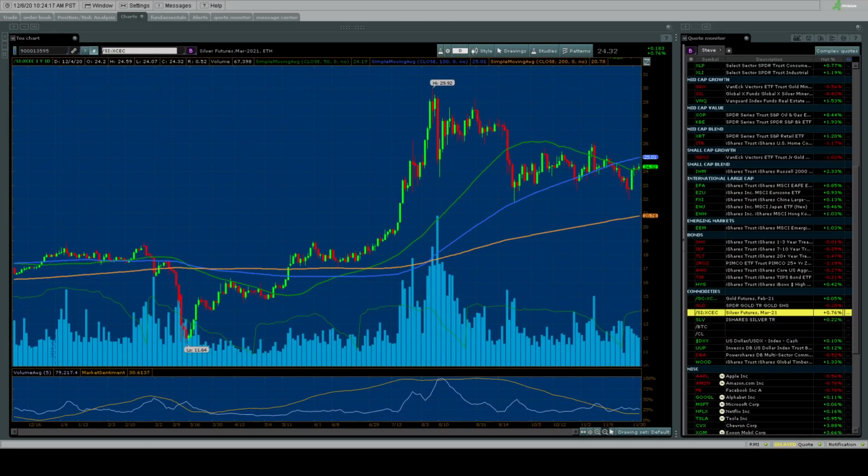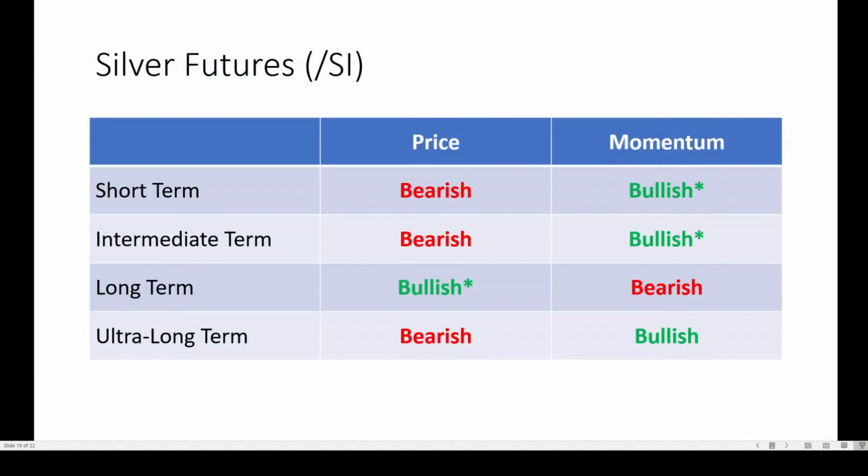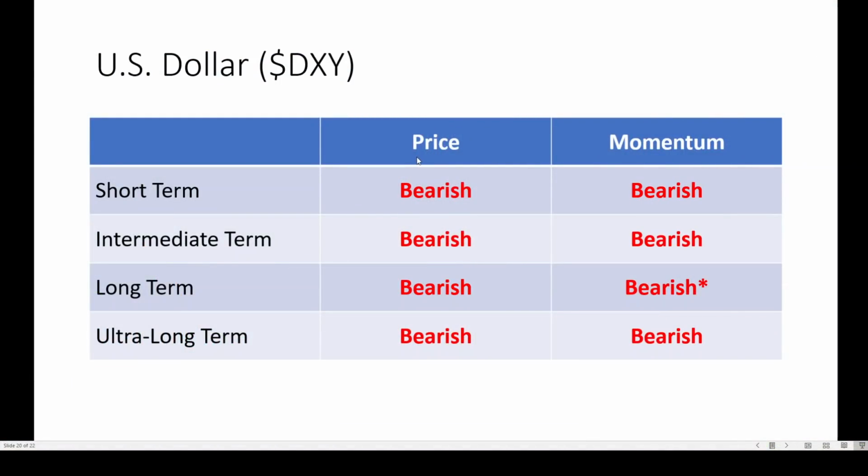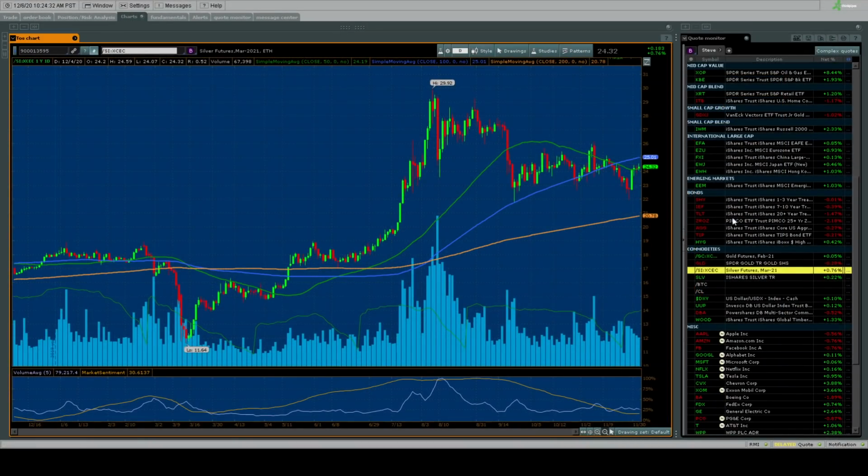What do we have next? I need to flip the screen so you can see it. There it is. Okay, the dollar. Of course. There you go. Hey, everybody's cheering now. Get that dollar down. Lower, lower, lower. Dollar goes to zero. Bearish across the board on the dollar.